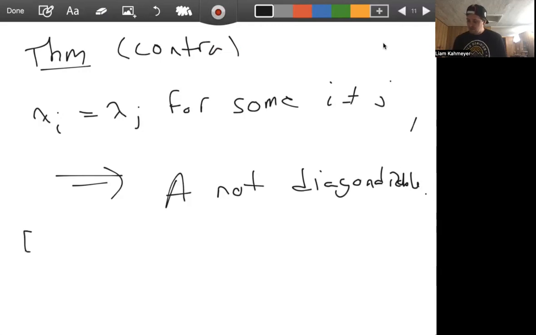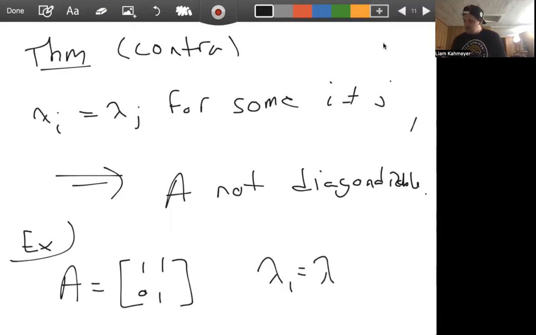I wanted to give a quick example. Take A, which is [[1, 1], [0, 1]]. You can quickly compute that lambda 1 equals lambda 2 equals 1. And so this implies by the theorem that A is not diagonalizable. So just a quick little example there.